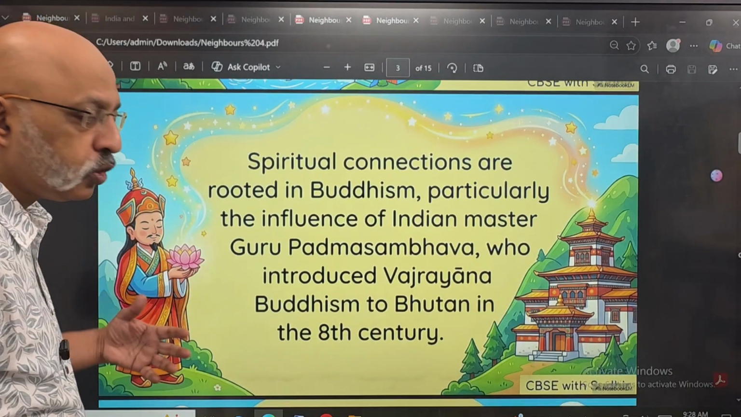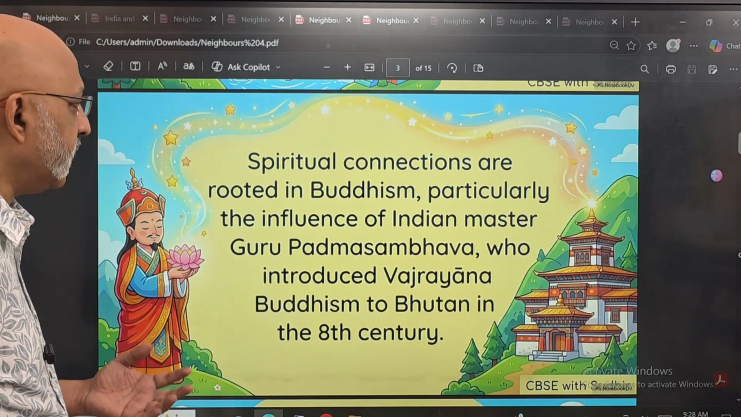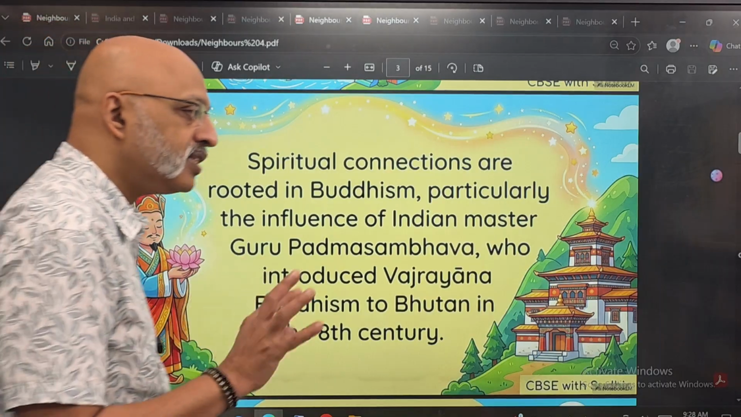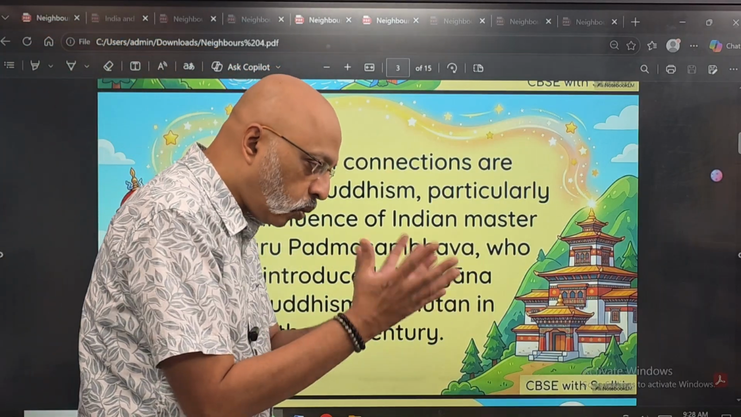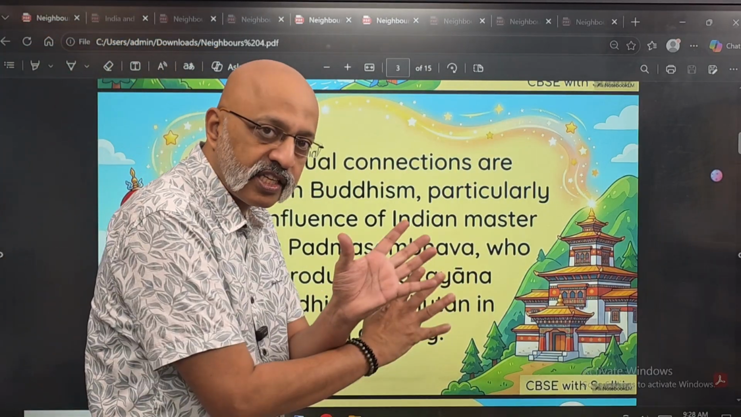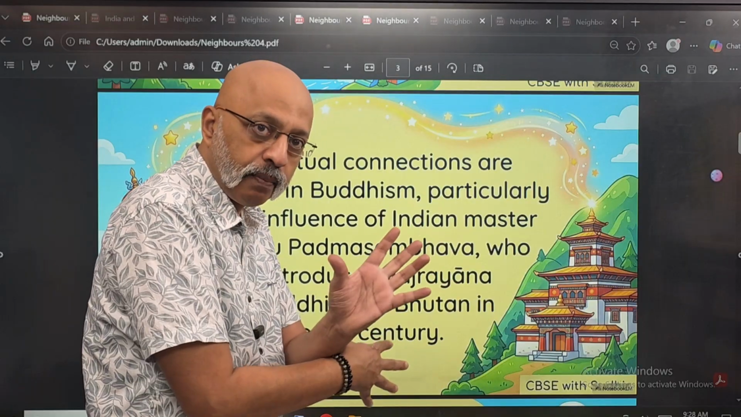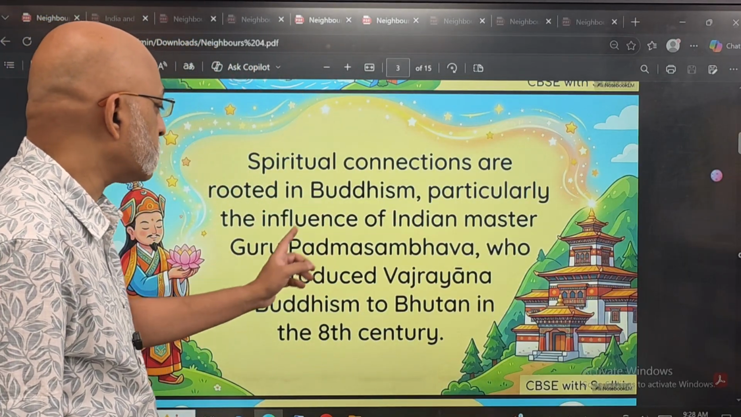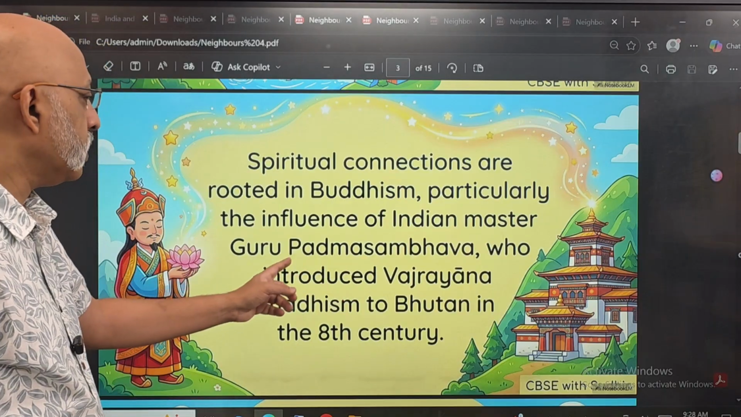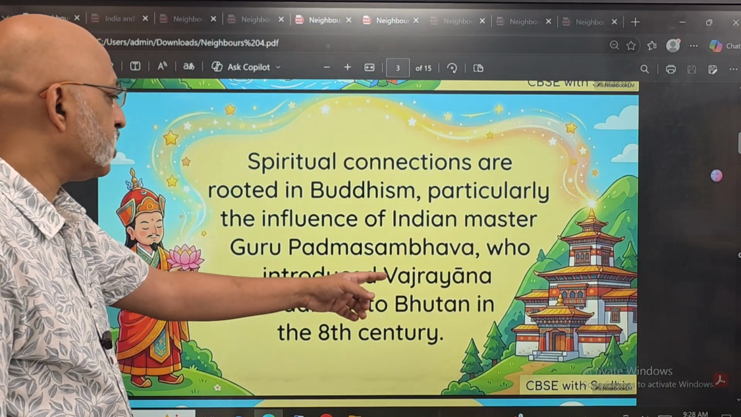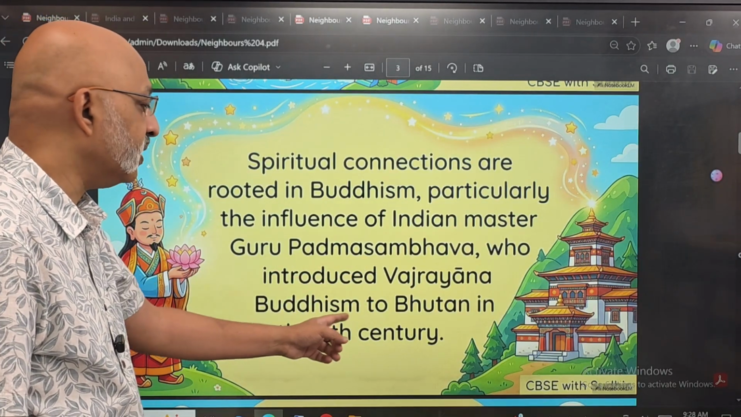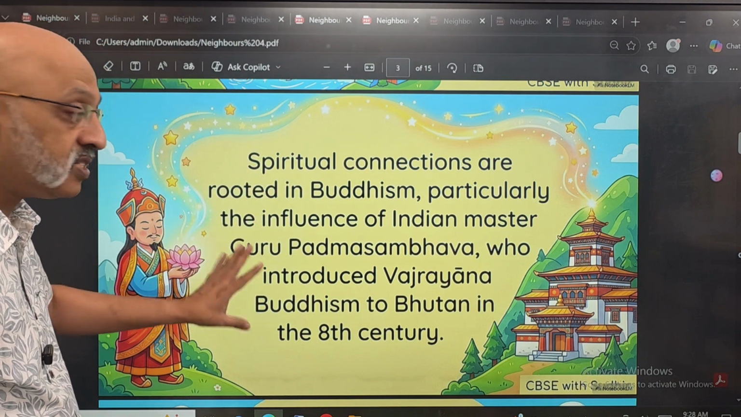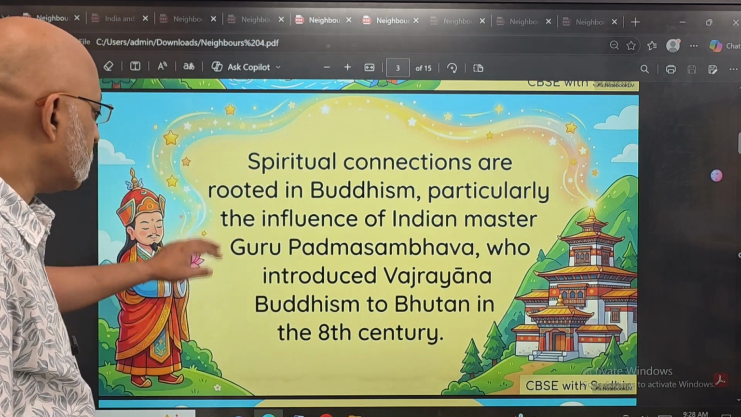Then, of course, Buddhism is the other major connection, with spiritual connections rooted in Buddhism. So you realize Buddhism has played a major role in what India is as far as this entire part of the neighborhood is concerned. Particularly the influence of the Indian master Guru Padmasambhava, who introduced Vajrayana Buddhism to Bhutan in the 8th century, right? So this is as far as the history of Buddhism in Bhutan is concerned.